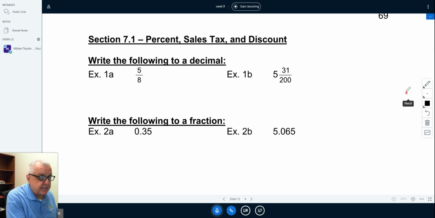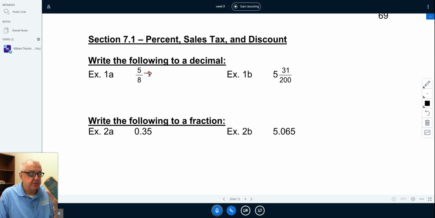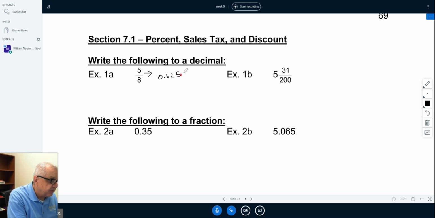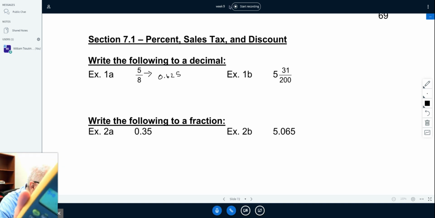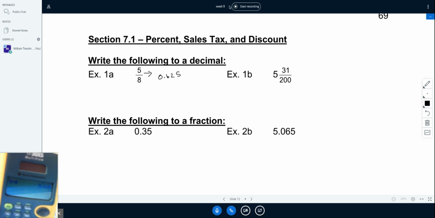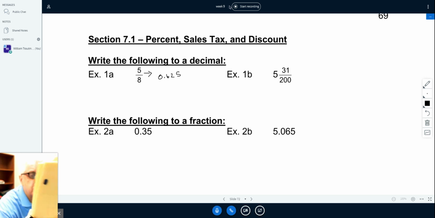So, on your calculator, type in 5 divided by 8. And your calculator should say 0.625. Now, some people have their calculators set up so the answer is always in fraction. You can go into your mode and change that.